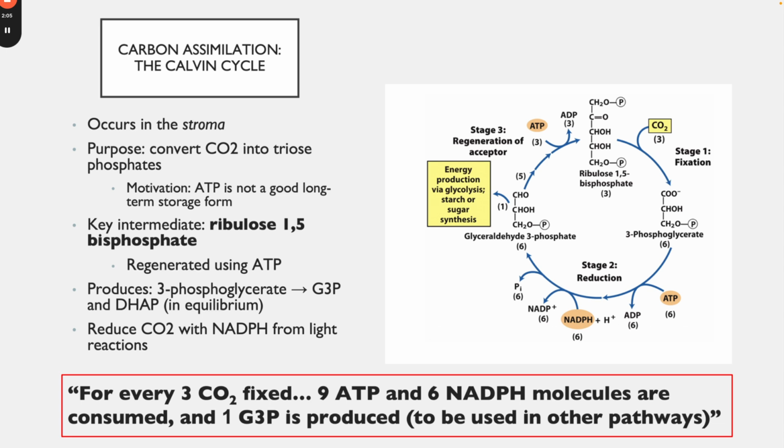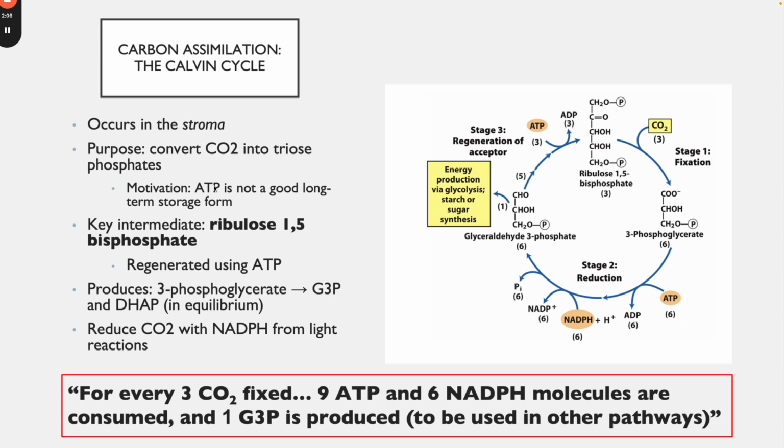Then stage 2 is the reduction, where we turn our 3-phosphoglycerate into glyceraldehyde 3-phosphate. And then from there, after 3 carbon dioxides, 1 glyceraldehyde 3-phosphate can leave. And then the rest of them get converted into ribulose 1,5-bisphosphate through stage 3, which is regeneration. So the key intermediate is ribulose 1,5-bisphosphate. It's going to allow the cycle to keep occurring.